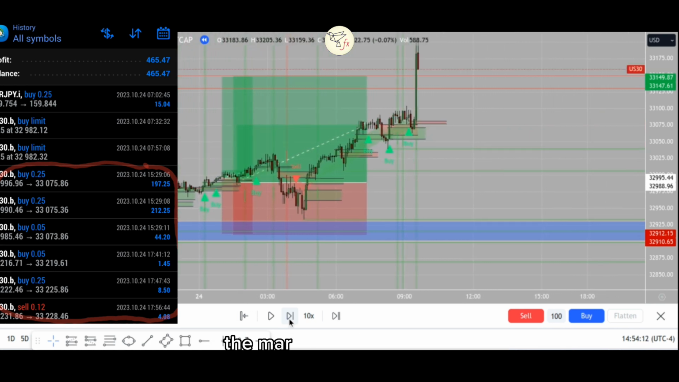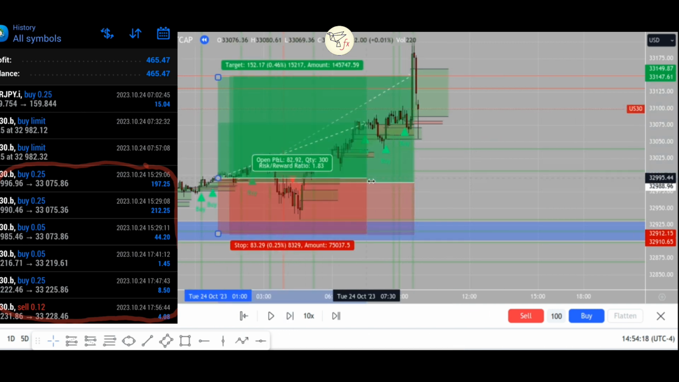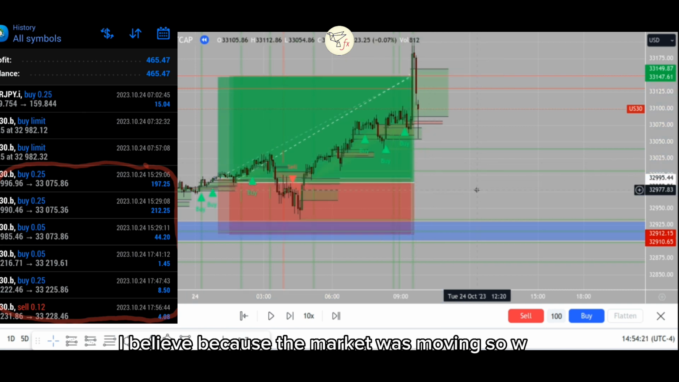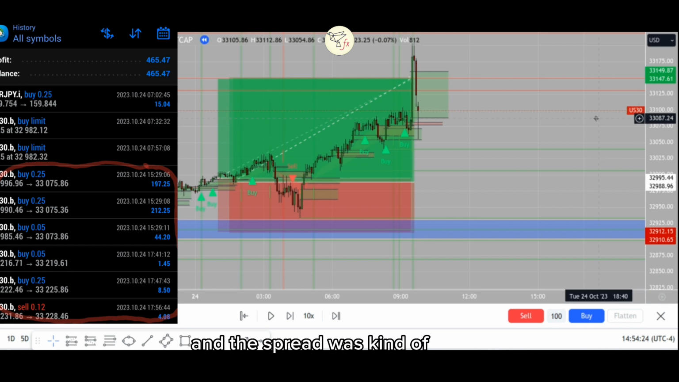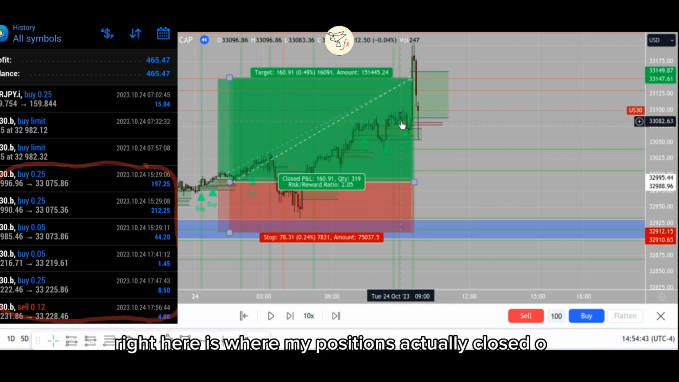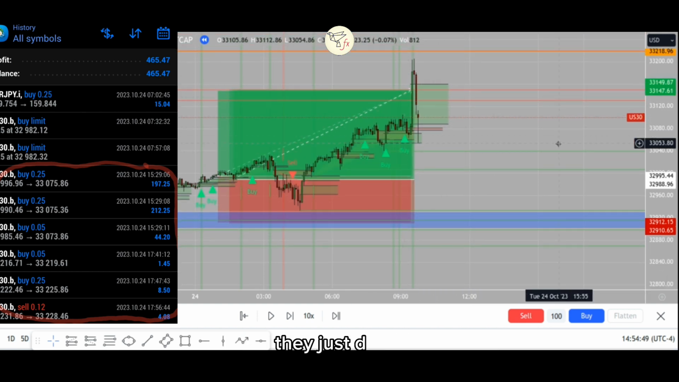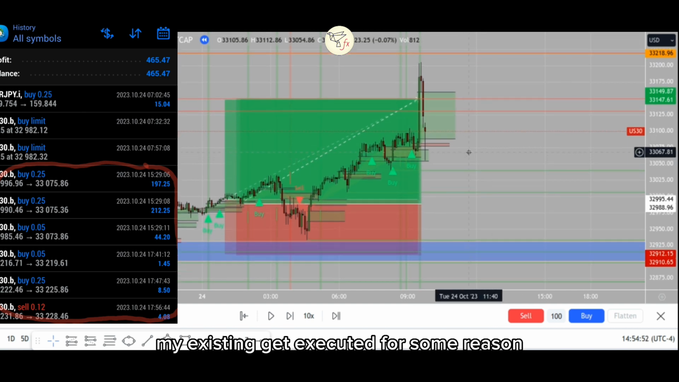And as you can see, the market just kept going, and here goes market open, smashing my take profits. I believe because the market was moving so weird and the spread was kind of funny, actually my positions got taken out down here somewhere. Let's see, 8:29. I remember it said on 8:29 my positions were closed. So this wick right here is where my positions actually closed out. I had to close out manually because my exits didn't get executed for some reason. Well, the targets were hit, they just didn't execute. So I ended up closing out.